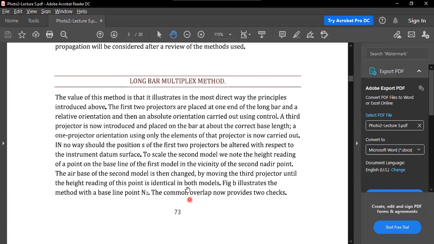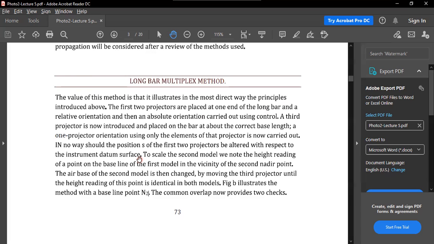So in the lumbar multiplex method, there are a few things that we have to do. The first two projectors are placed at one end of the lumbar and the relative orientation is done. Of course, it's assumed that if you are doing aerial triangulation, you have done your interior orientation, corrected for it, and you've done relative orientation. So we place the first two at one end of the lumbar, the left end, and then you do some relative orientation. A third projector is now introduced and placed on the lumbar at about the correct base length. So you are doing it as if you never did it, and then you carry on with a one projector orientation.